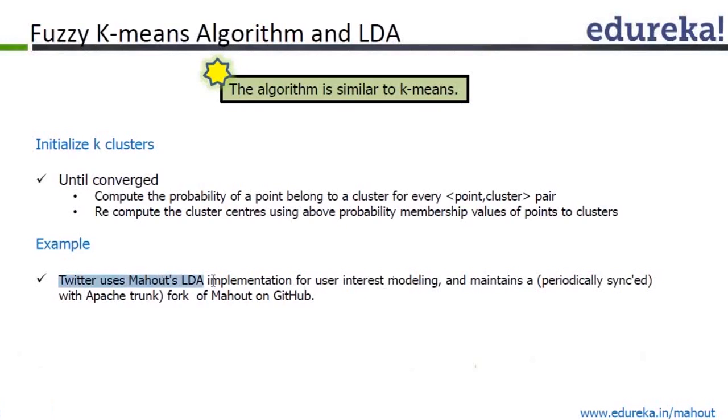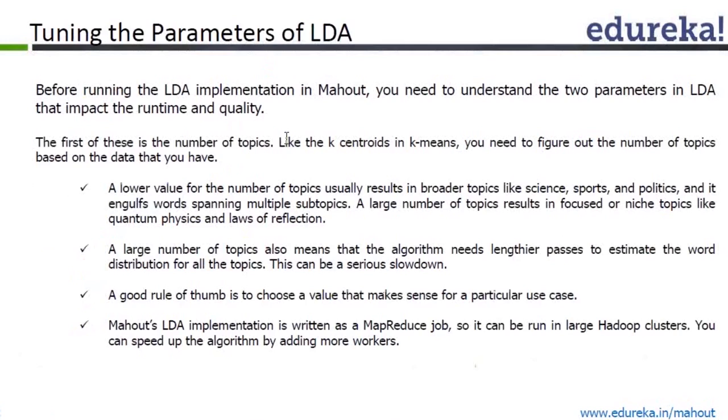So Twitter uses Mahout's LDA implementation. Guys, Twitter uses Mahout's LDA implementation for user interest modeling. So to identify the user interest, it uses LDA and maintains it, periodically synchronized with Apache trunk for Mahout and GitHub. So this is how you will run the CVB algorithm, LDA.